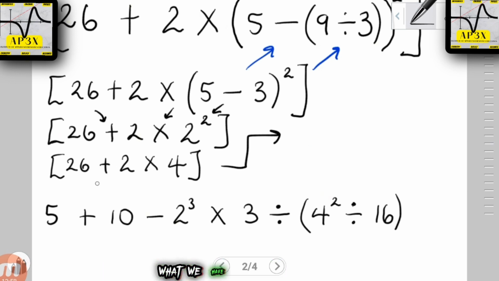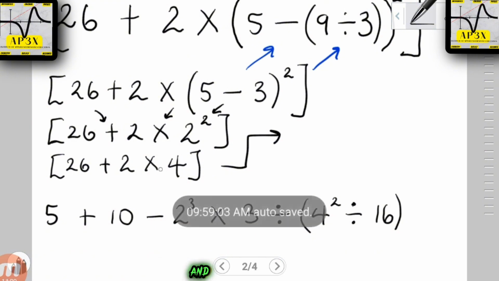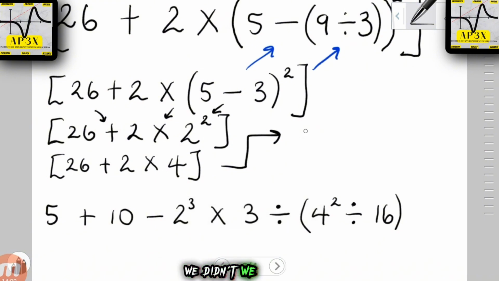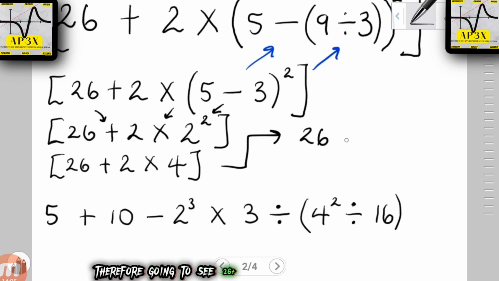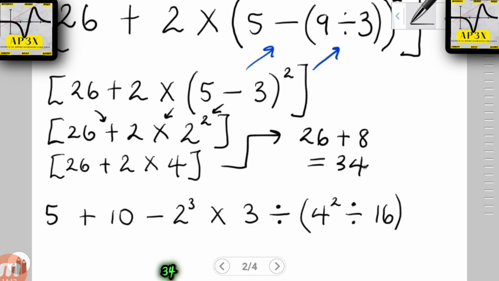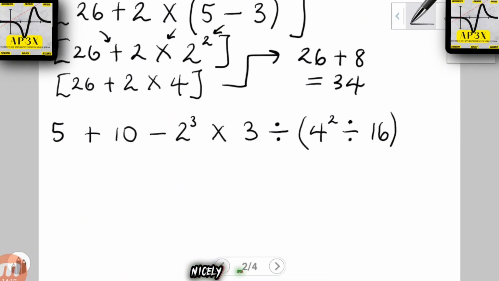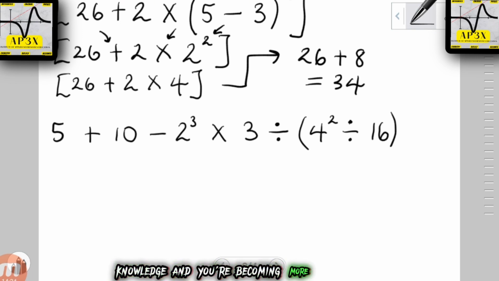So then what we have now is addition and multiplication. We're going to say 26 plus the product of 2 times 4, that is 8. So then we end up with 34 for our answer. All right, so nicely done there, very smooth. Hopefully you guys are getting some knowledge and you're becoming more efficient.